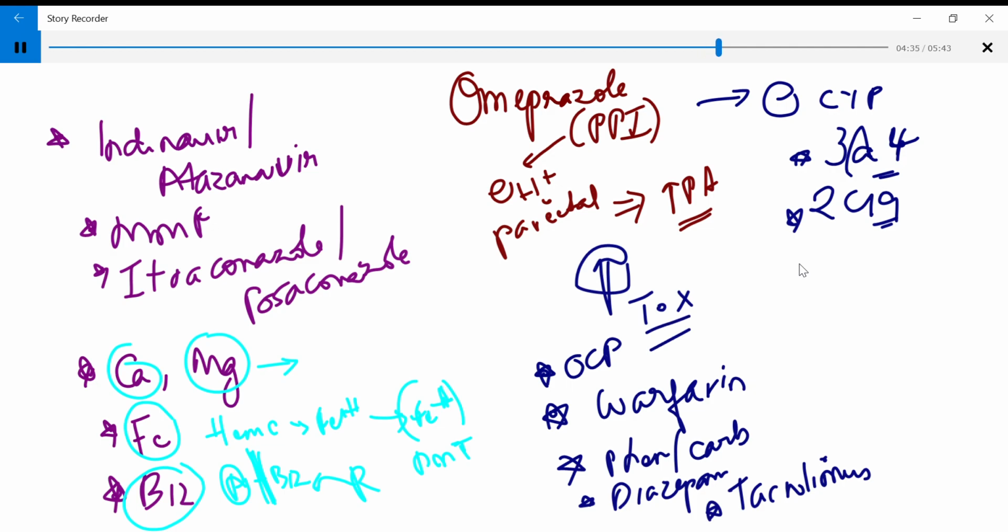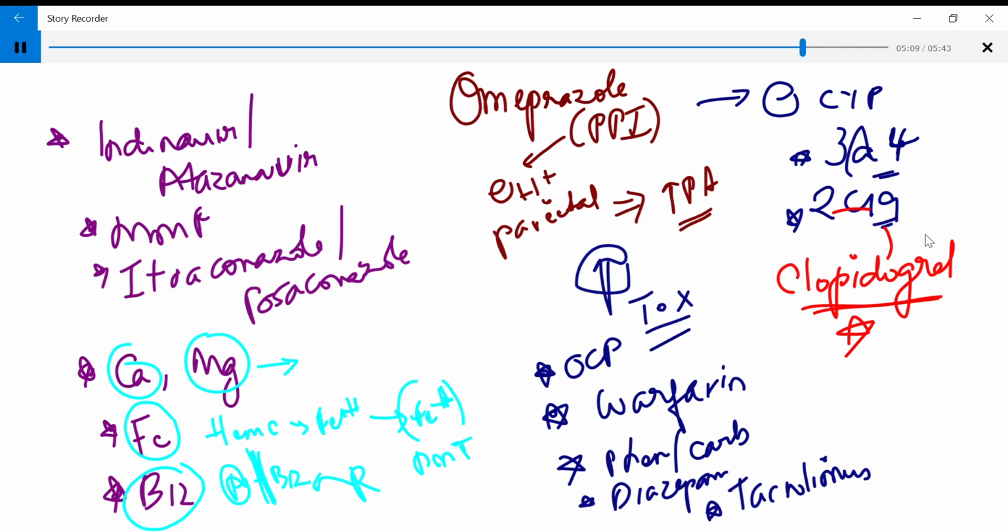And one more important drug-drug interaction with Omeprazole is clopidogrel. Now, clopidogrel is also a blood thinner, and it is metabolically activated by 2C19, and when that enzyme is inhibited, you can't activate clopidogrel. So this is also an important drug-drug interaction to be aware of with omeprazole.